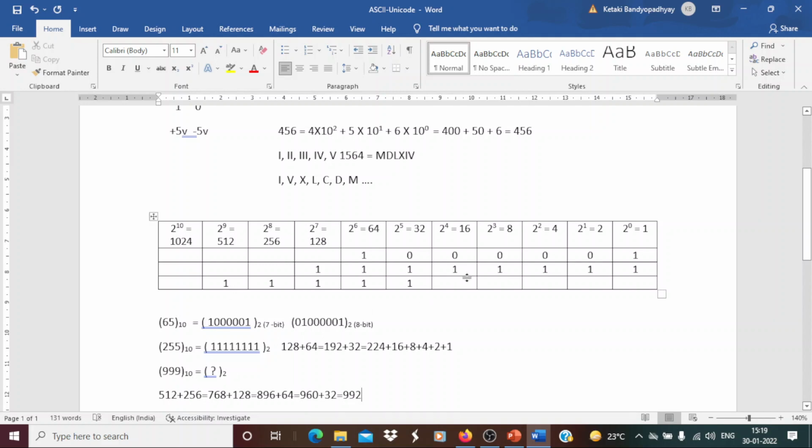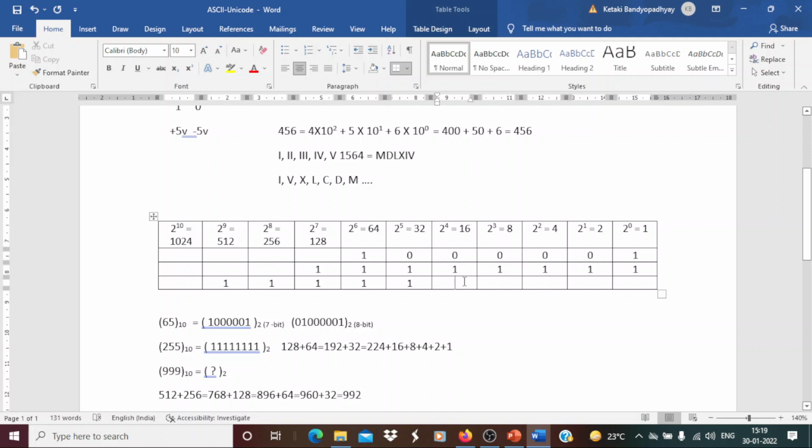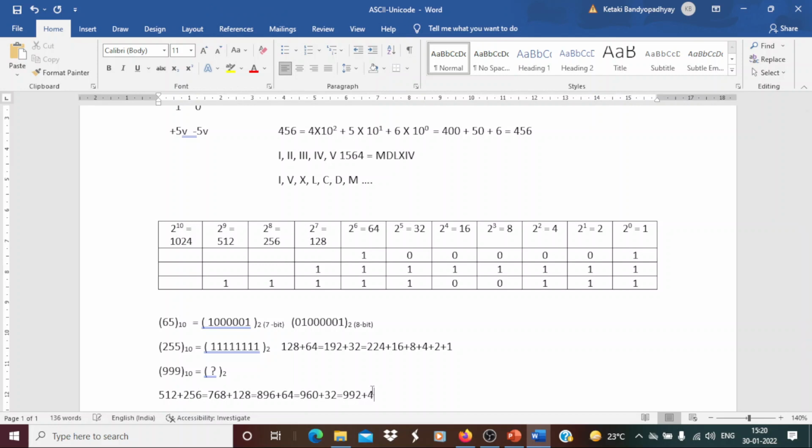Another 7 remains. So 16 will not be there. Absence. 8 will not be there. But 4 can be there, 2 can be there, and 1 can be there. So altogether, if I add 4 plus 2 plus 1, it becomes 999. So 999 decimal will become 1 1 1 1 0 0 1 1 1 actually, that is, 1111100111. This is the binary representation of decimal 999. So in this way, any number you can represent with its binary equivalent.